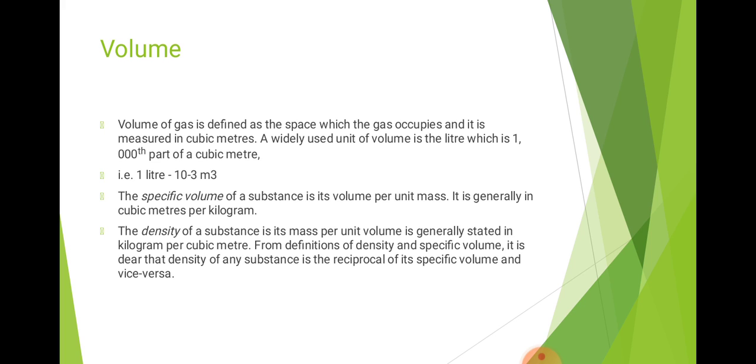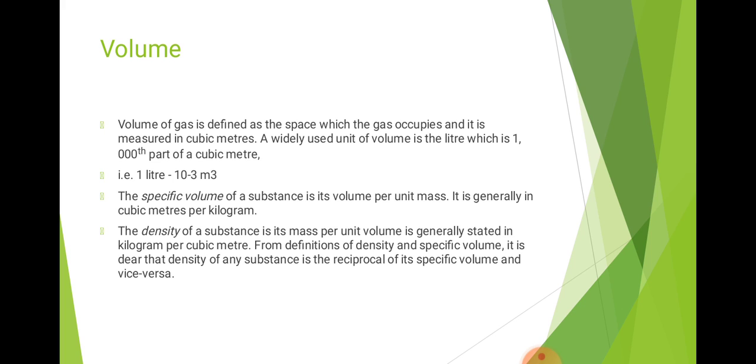It is generally in cubic meters per kilogram. For example, we can take 1 kilogram of air at 0 degree centigrade and under a pressure of 101.325 kilopascal, which is 760 mm of Hg, and it has a volume of 0.7734 cubic meter. So the specific volume of air under these conditions is 0.7734 meter cube per kg.